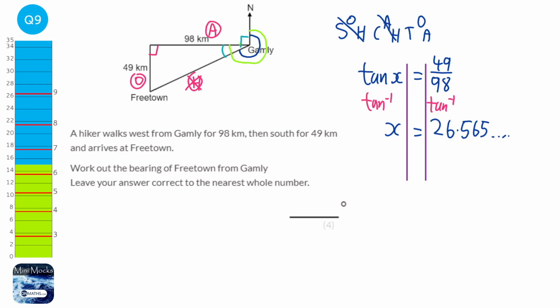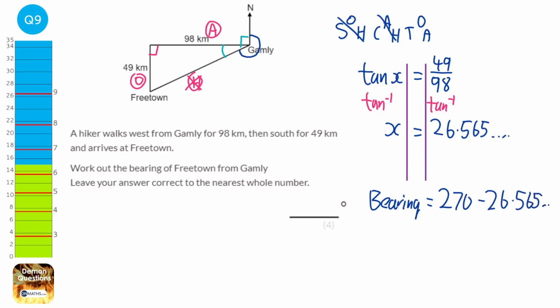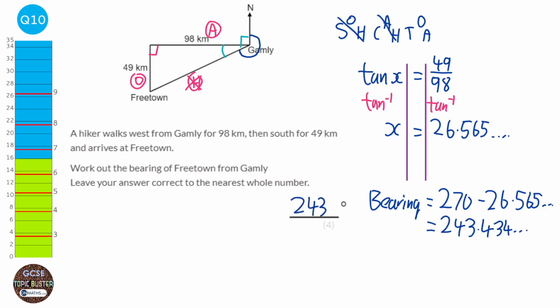270 because we've got this 90 degree left. So what I'm going to do now is we're just going to work out the bearing. So bearing, we're just going to do 270, take away the 26.565..., and that gives us 243.434... It says it wants it to the nearest whole number, so that's going to be 243.